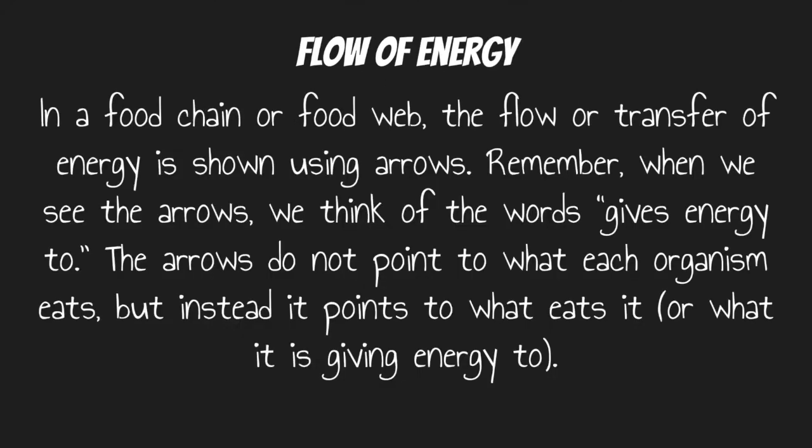And then when we talk about the flow of energy, in a food chain or food web, the flow or transfer of energy is shown using arrows. Remember, when we see the arrows, we need to think of the words "gives energy to." The arrows do not point to what each organism eats, but instead point to what eats it, or what it is giving its energy to.